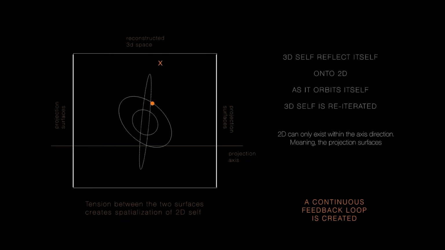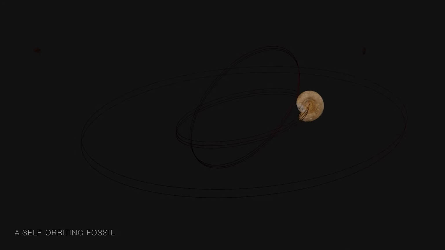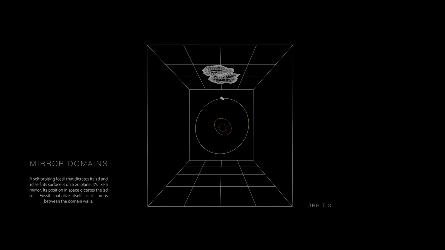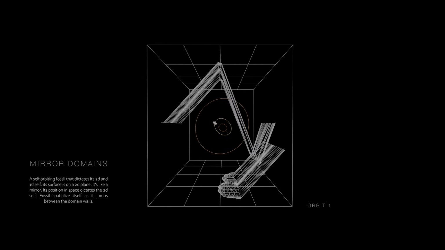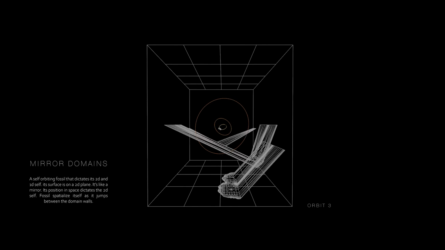I created a system where fossils project themselves onto the domain surfaces. By orbiting themselves, they project to the closest point. Where the closest point is not on the 2D domain surface, the projection jumps into the 3-dimensional space. The 3D fossils are reiterated as a spatial configuration in a continuous feedback loop.